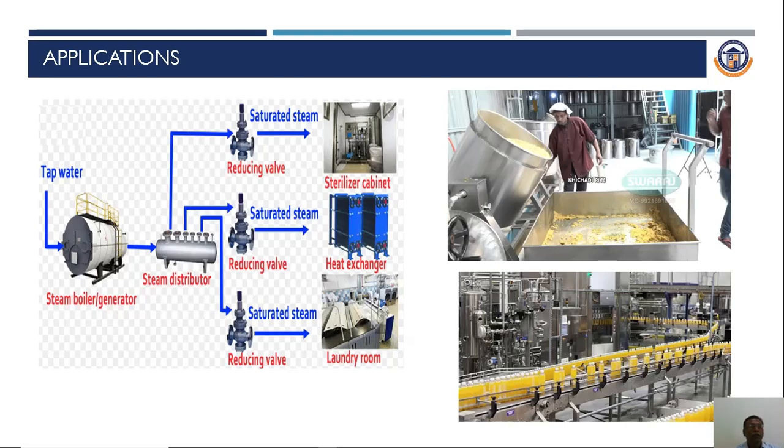This is a photographic view of the application of the boiler. The steam from the boiler can be sent to the steam distributor. In the steam distributor, we have a pressure reducing valve. From the pressure reducing valve, the output saturated steam is used for sterilizing cabinets. It is also used for heat exchangers and for the laundry shop. Today we are focused on hygienic food with good quality. Food processing units and food preparation units use steam applications.